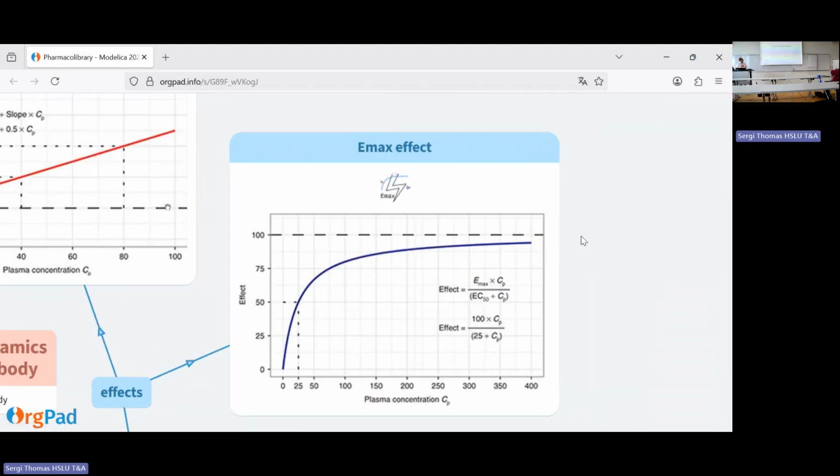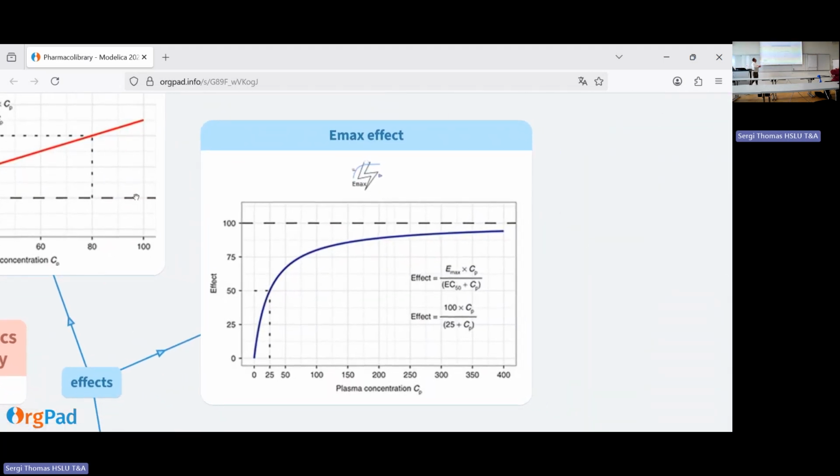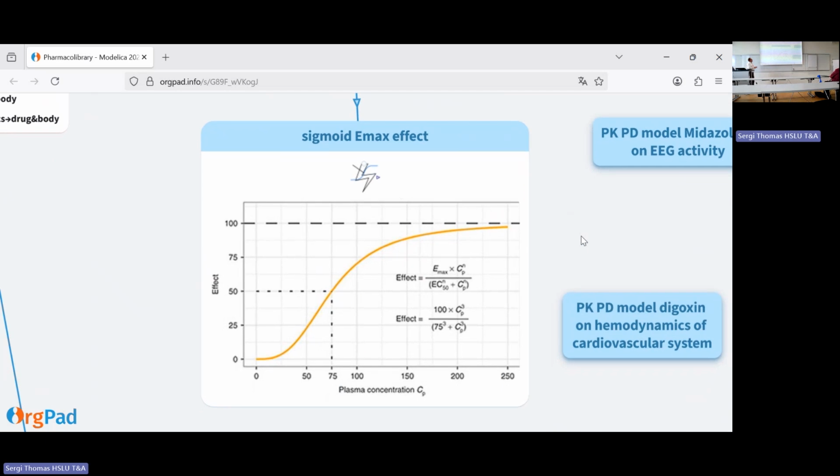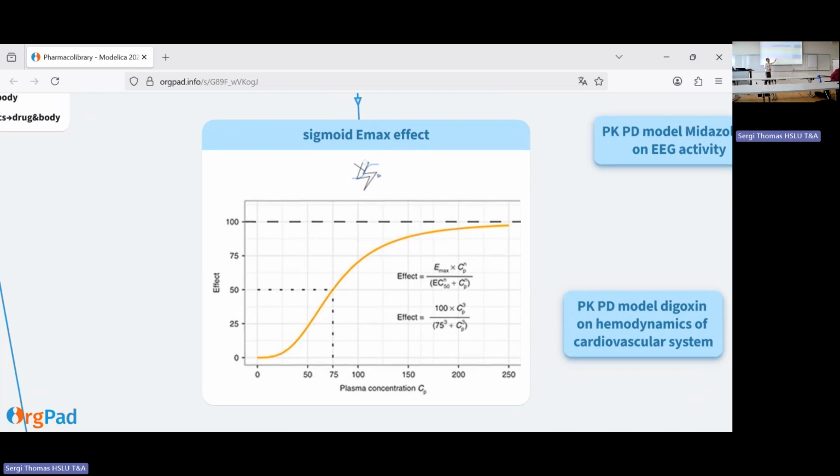But the majority of drugs have what's called the Emax effect: after you reach some concentration, the effect slope is steep, but after it reaches some magnitude, then it doesn't make sense to, for example, take another dose because it has no effect anymore. So this is the Emax effect, and some of the drugs also have a sigmoid effect. And so you also need to reach some minimal concentration until the effect will start to grow.